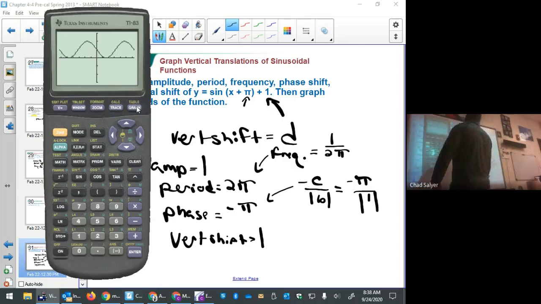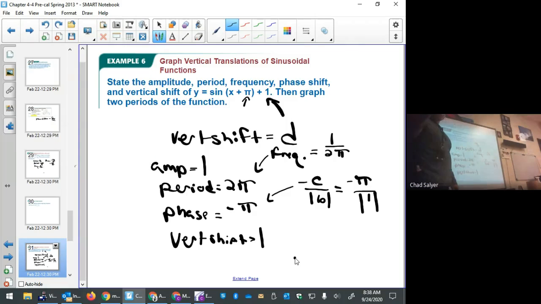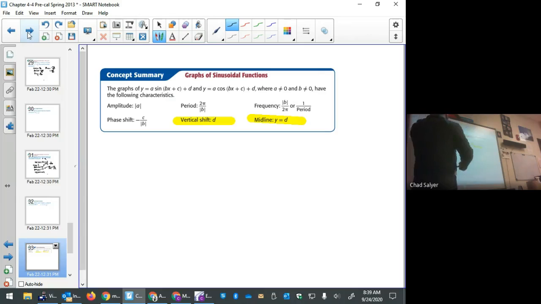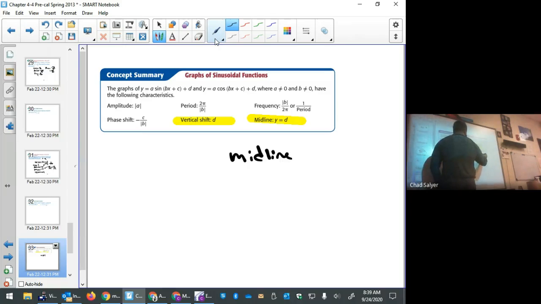All right, we're getting there. Questions about anything so far? So vertical shift is d, and the midline is y equals d. So the only thing on this page we haven't discussed so far is the midline is going to be y equals d.